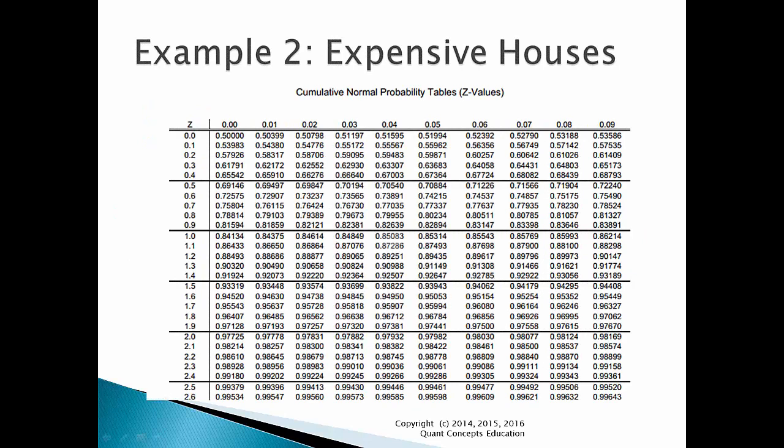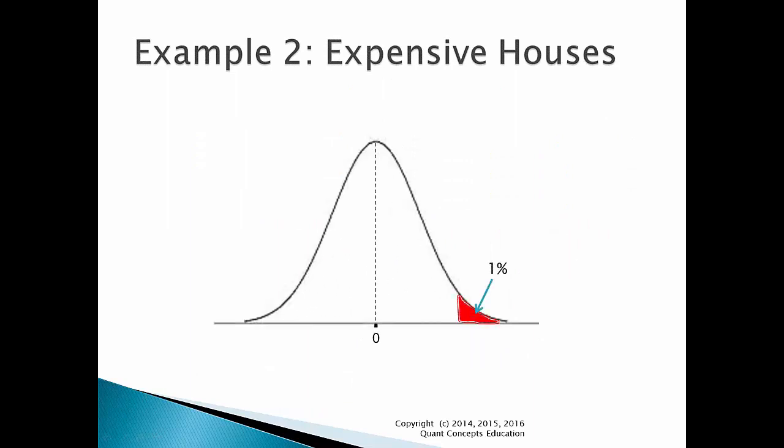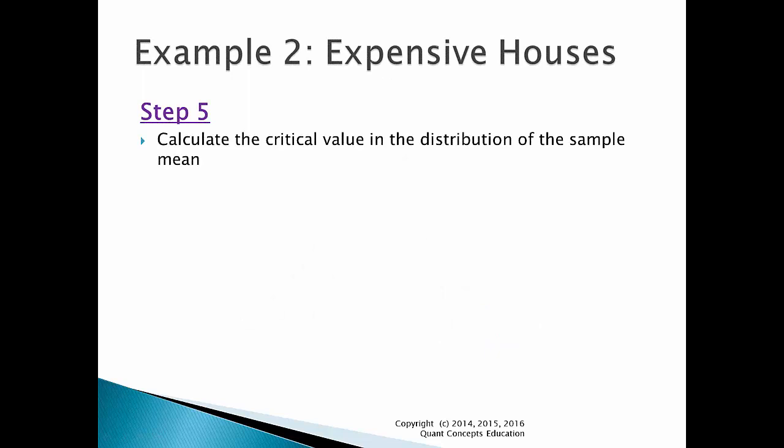Let's take a look at the cumulative Z-table. So we need to find 0.99, which is here. We then find the corresponding row, and we get 2.3. Looking at the corresponding column, we find 3. So the Z value that corresponds to the cumulative probability of 0.99 is 2.33. So back to the distribution. So the critical value is 2.33. Too easy.